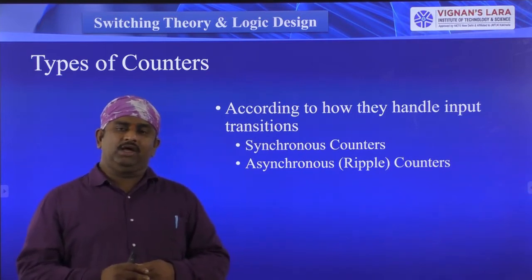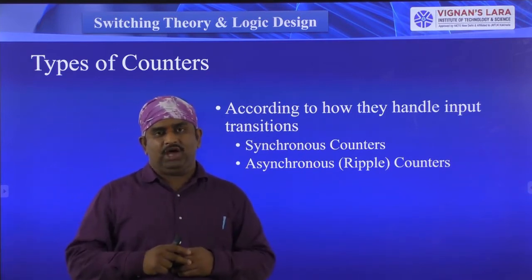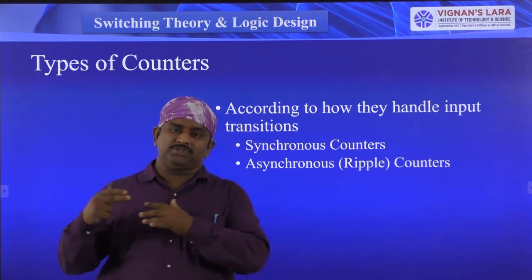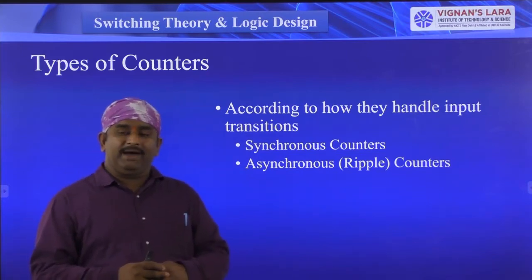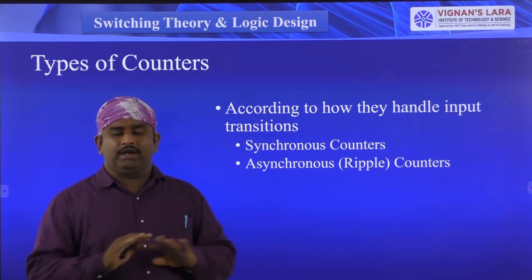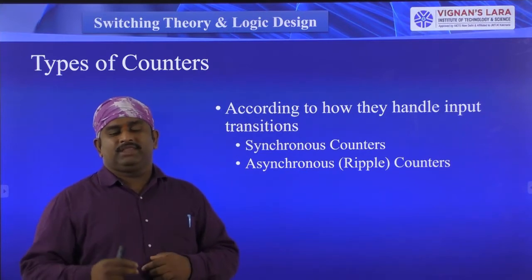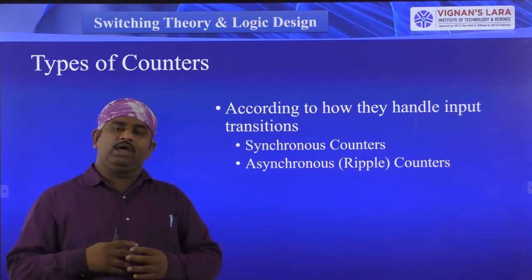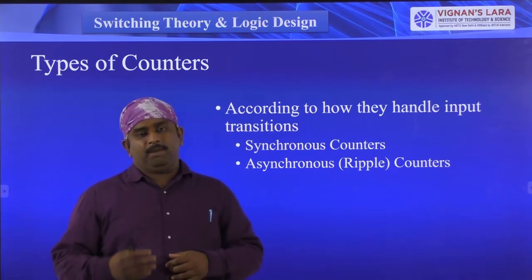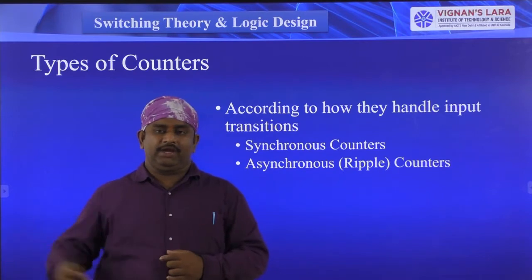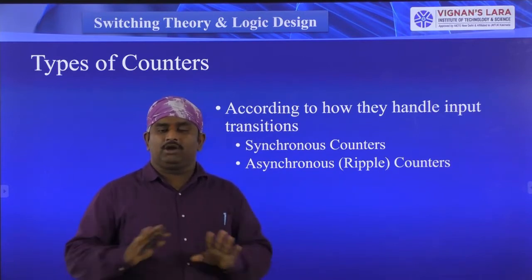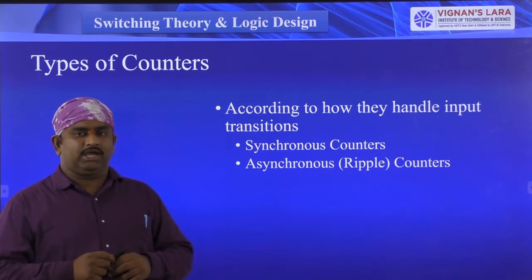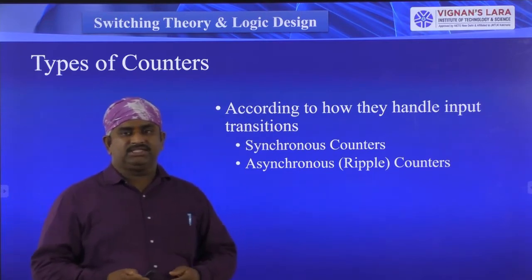An asynchronous counter also consists of a group of flip-flops, the same number of flip-flops as in the synchronous counter, but the clock pulses are not all connected to a single clock pulse. The first flip-flop's clock pulse depends upon the system clock, and the second clock pulse depends upon maybe the first flip-flop output, or maybe some gate output. So all the clock pulses are not connected to a single clock pulse in the asynchronous counter. We will see that in the coming slides.